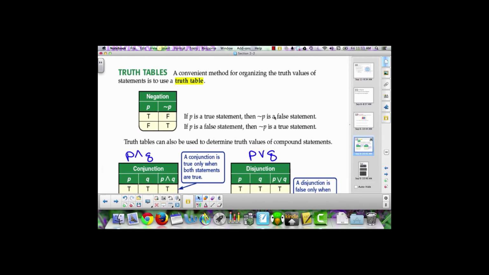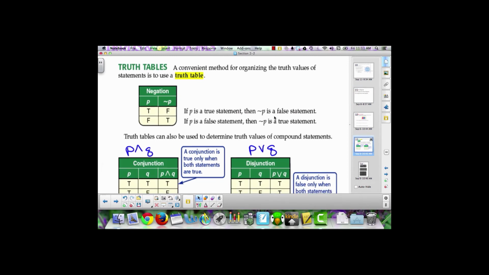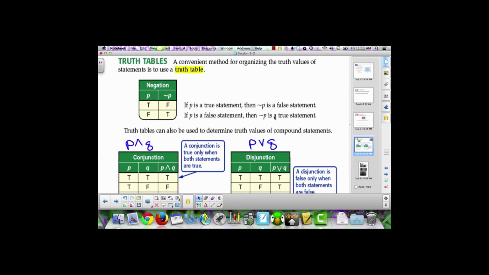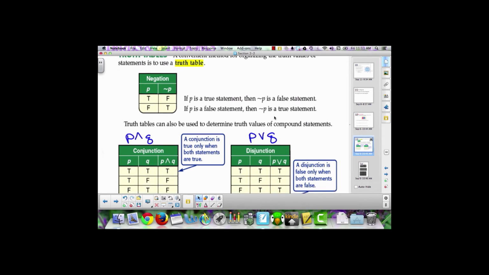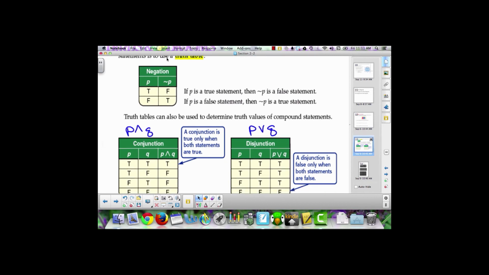The last tool we're going to talk about is a truth table. A truth table helps us organize all the possible truth values for a statement or a group of statements. For example, here I have a truth table for a negation. I have statement P. Statement P can be either true or false. Not P, if statement P is true, then statement not P is false. And if statement P is false, then statement not P is true.